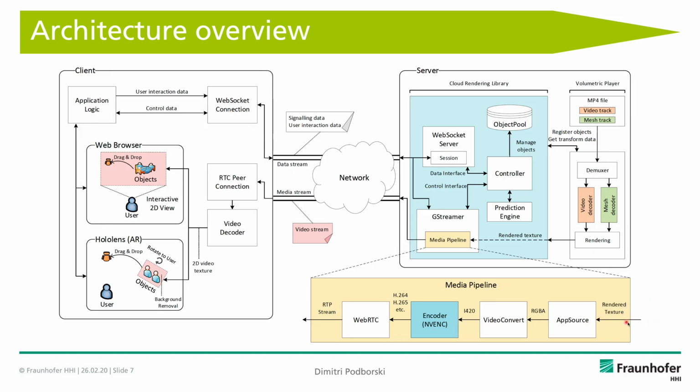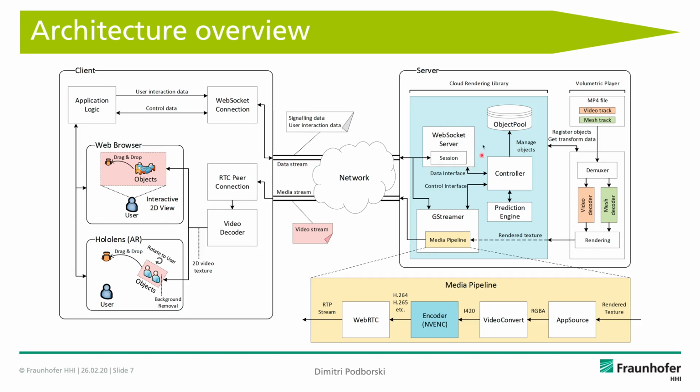The render texture goes into the app source, which is the source element for the media pipeline in GStreamer. We convert the texture to a YUV format to prepare it for encoding, and then it's encoded and moved to the WebRTC block, which is basically creating the RTP stream and sending it back to the client. And for the data stream, we are using WebSocket.